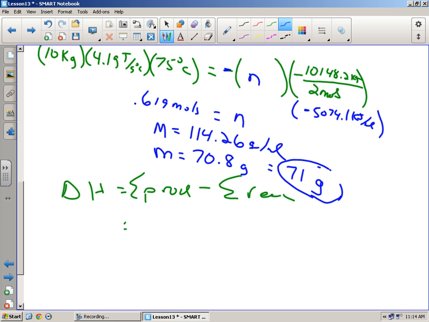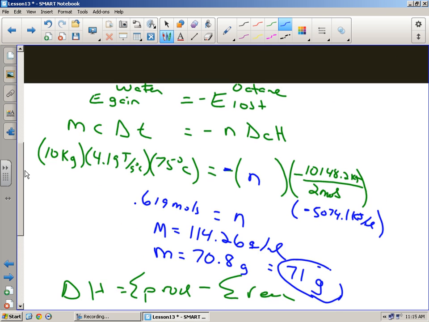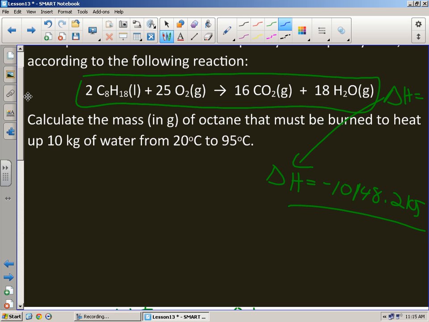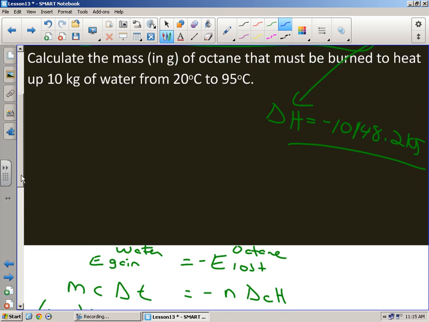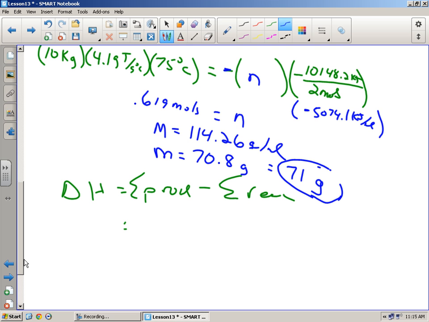You got moles and grams per mole, your answer would be grams. 71 grams all said and done, because there's only 2 significant digits if you go back and look at the question there for the temperatures and stuff. So there's only 20 to 95, okay? There's 10 there, so 2 significant digits, 71 probably would be your answer for that one, okay? All right, any questions for that one?